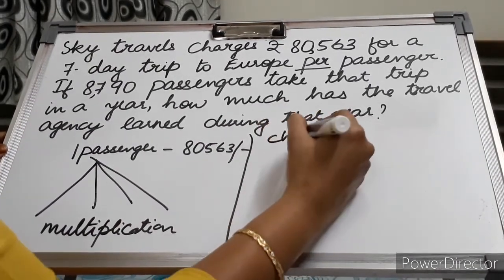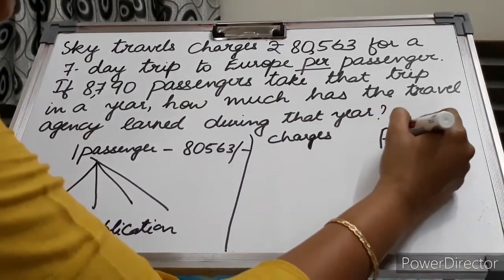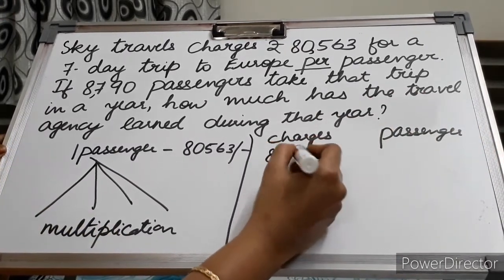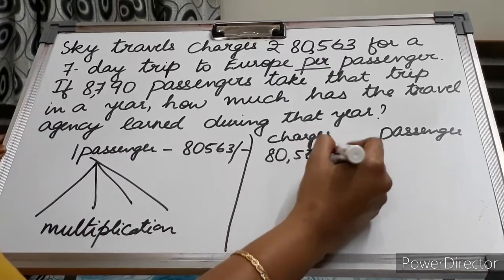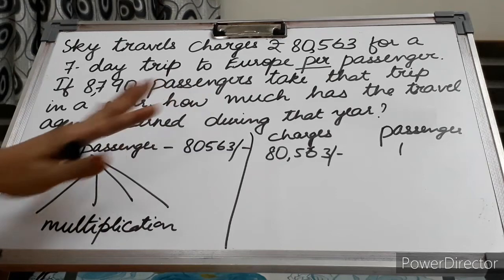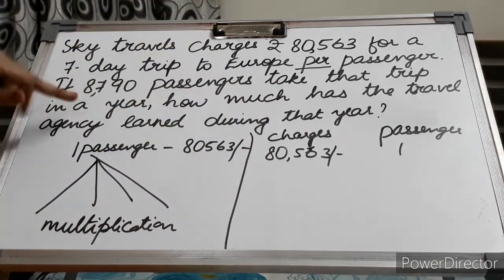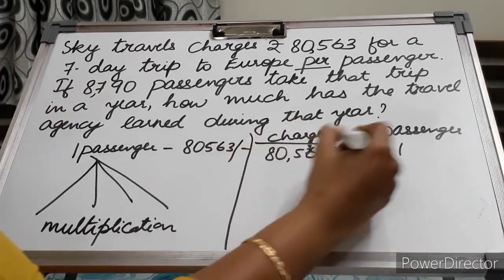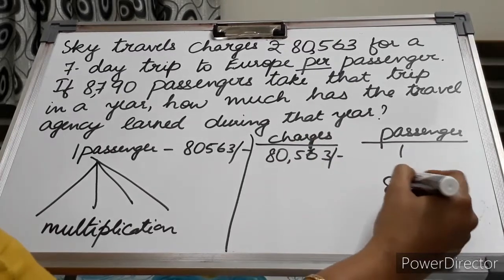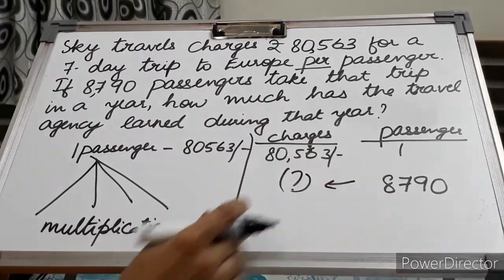Charges per passenger. So what is given here? One more unit is passengers. 80563 rupees for 1 passenger. Days we are not concerned with, because we have to find how much money is earned. Earned means we are concerned with the rupees, and the number of passengers is given. So these are the 2 units we have taken, whatever is given. And 8790 passengers we have to find for. Now what do we have to do here?